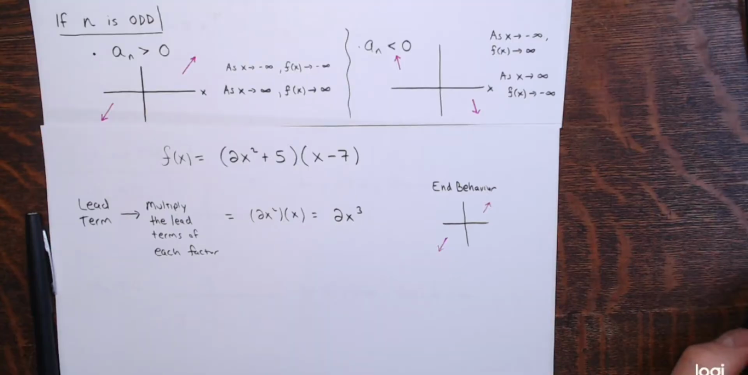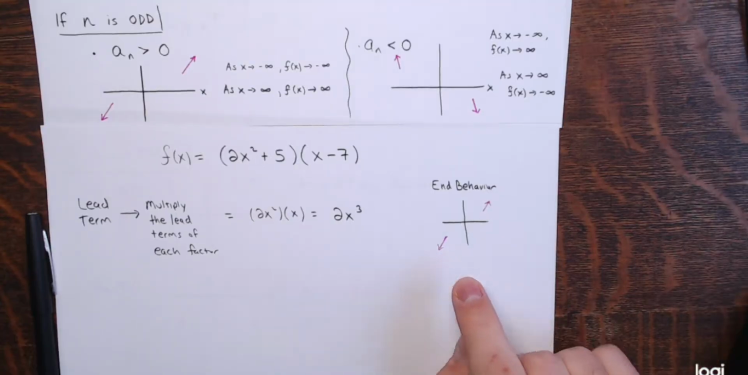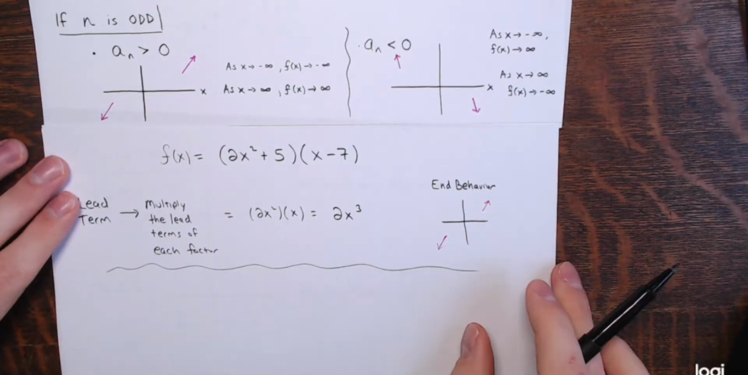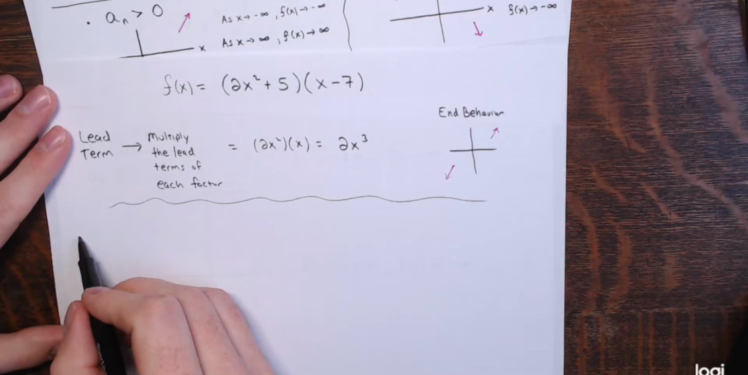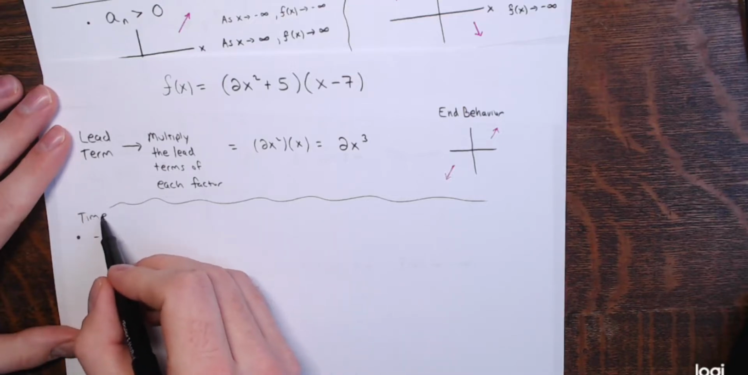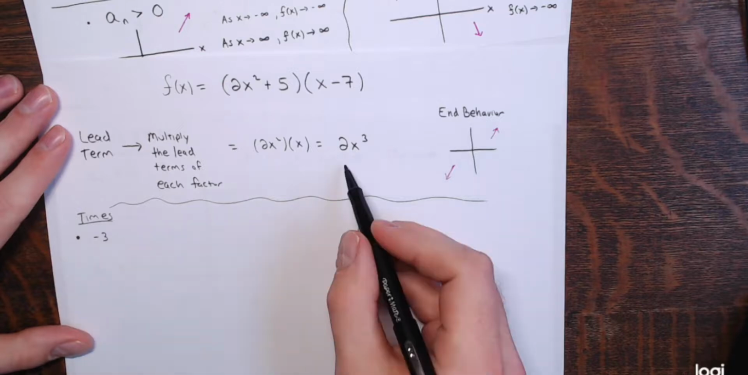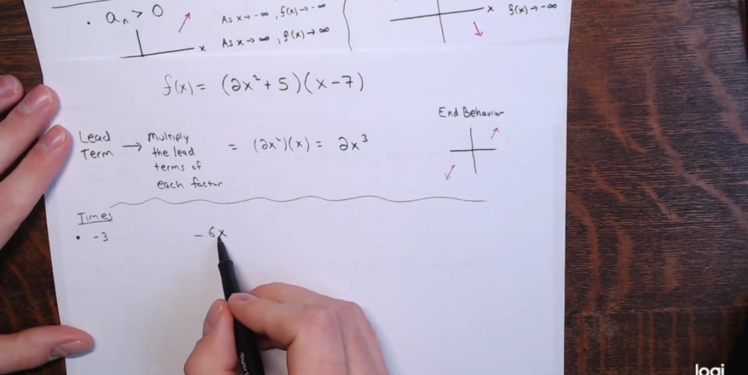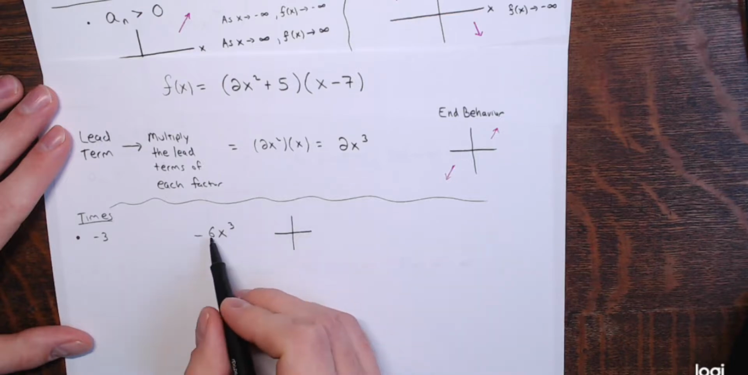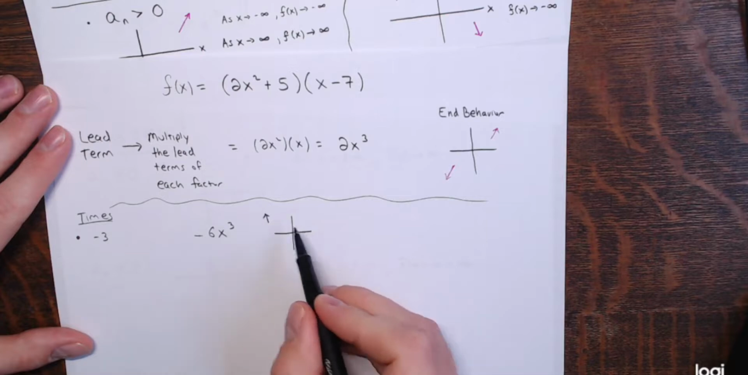So right now it's already going down forever. Now let's see what happens when I multiply by the factors they gave. All right, so for the first option, it's times -3. We're multiplying by it. Well, that'll make the lead term -6x cubed. And the end behavior would be this. You have an odd degree, negative lead coefficient. That's going up on the left.